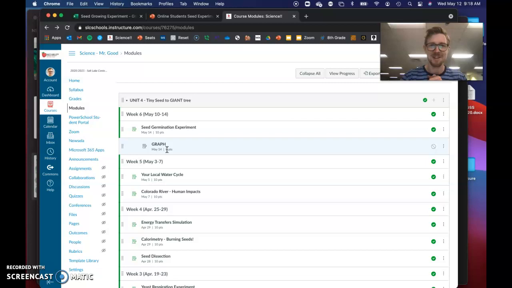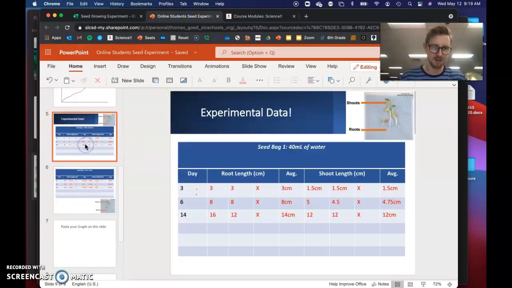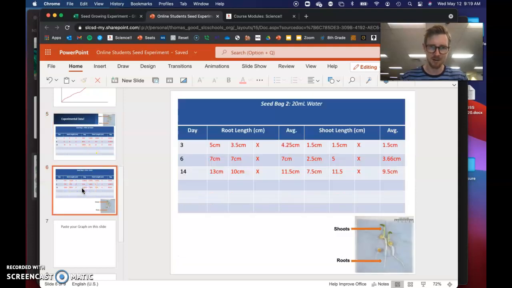I think that's it. This was kind of a fun experiment. Sorry for those of you whose seeds got eaten, but we still have good data that you can use. And again, that data, if you want it, is here. Pause the video and record it as your own. And here, the 20 milliliter bag. Pause the video, record it as your own.